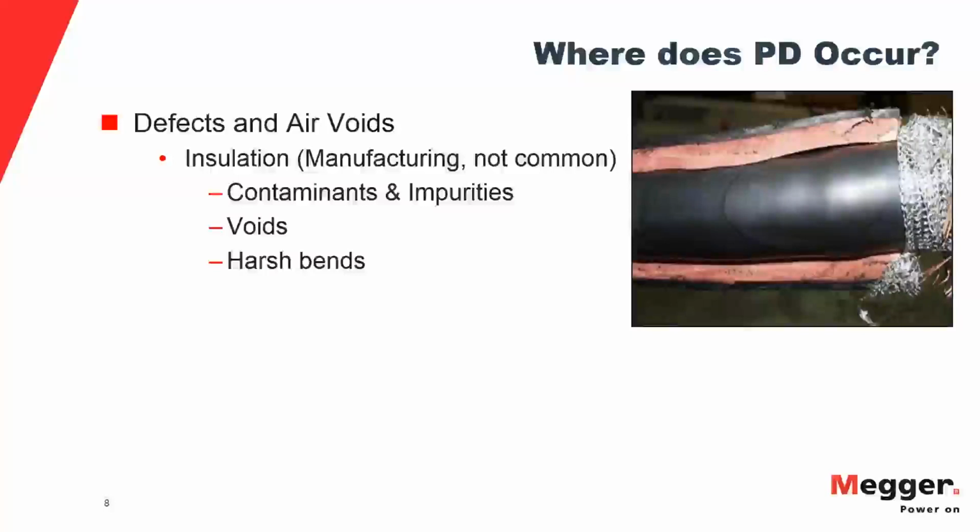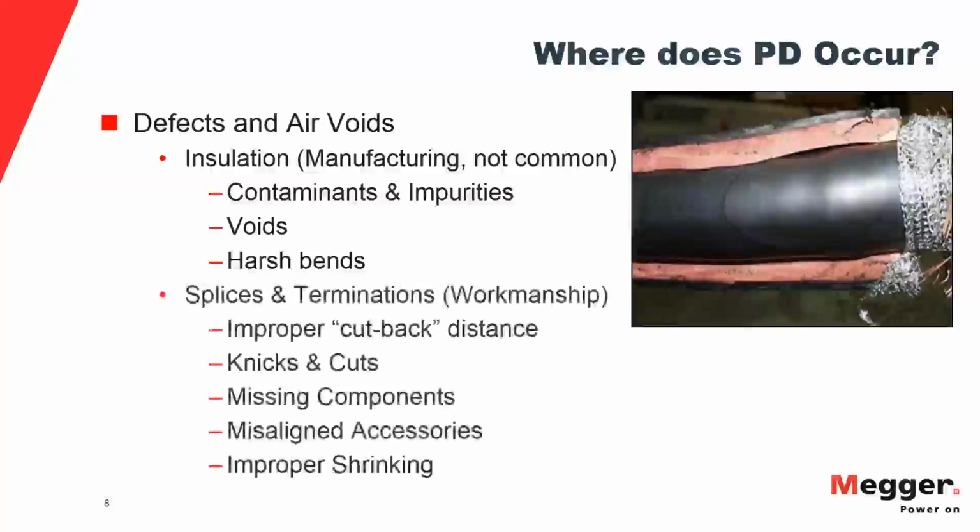In the bulk insulation of the cable, it can occur as defects from the manufacturing process, but it's very uncommon to see that. If any contaminants or impurities get into the insulation material, or if we wind up with voids for whatever reason, or as part of the installation process, if we exceed the bending radius of the cable, all of these things can contribute to partial discharge in the bulk insulation of the cable itself. What we see much more commonly, though, is partial discharge in cable accessories, splices, and terminations, places where people have put their hands on it.